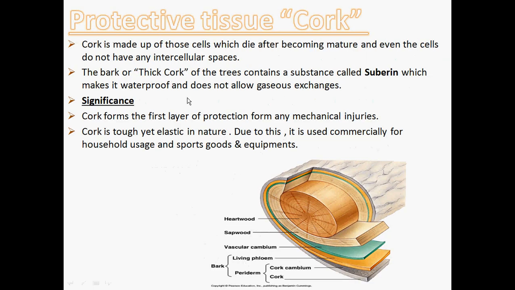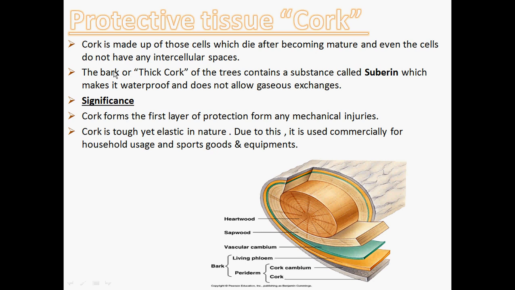Okay, so in this way, students, we can understand that the cork is made up of those cells which die after becoming mature. And the cells do not have intercellular spaces. So from this we can understand the cork is a protective tissue in which the cells are dead, and these cells are formed when the cells of the other simple permanent tissue or from the other tissues die, and they form a layer, and that layer is known as the cork.